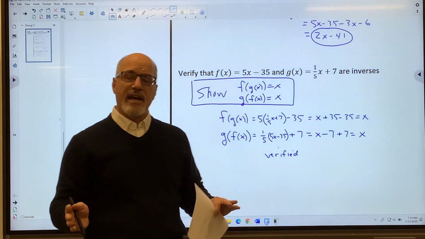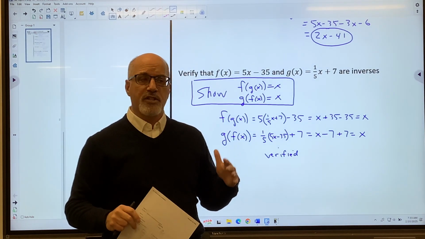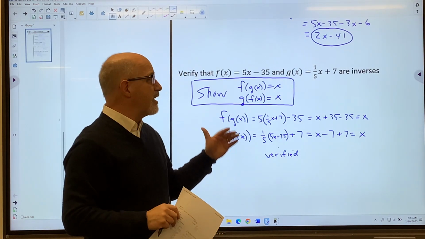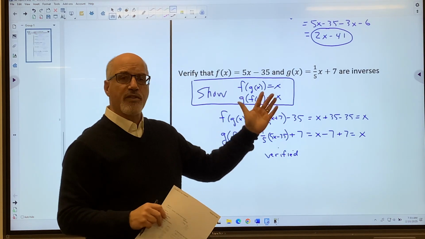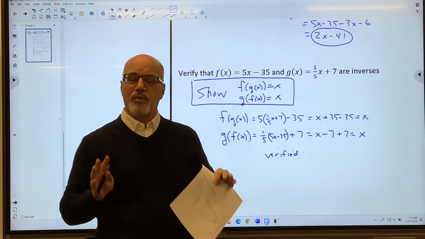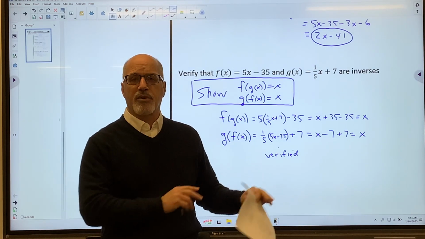All right, so we have some basic problems here. We want to show how to do operations on functions, how to do composition of functions, and we want to show how we can verify things are inverses and find inverses. These are some of the basic problems that we're reviewing of the different function notation problems we've done.